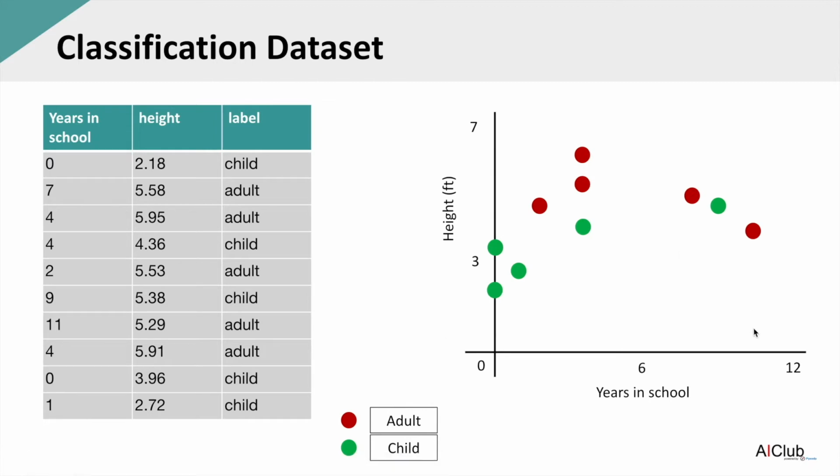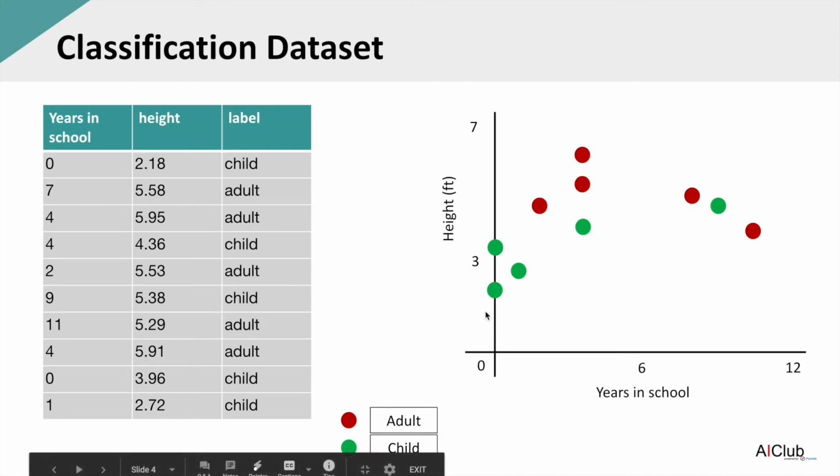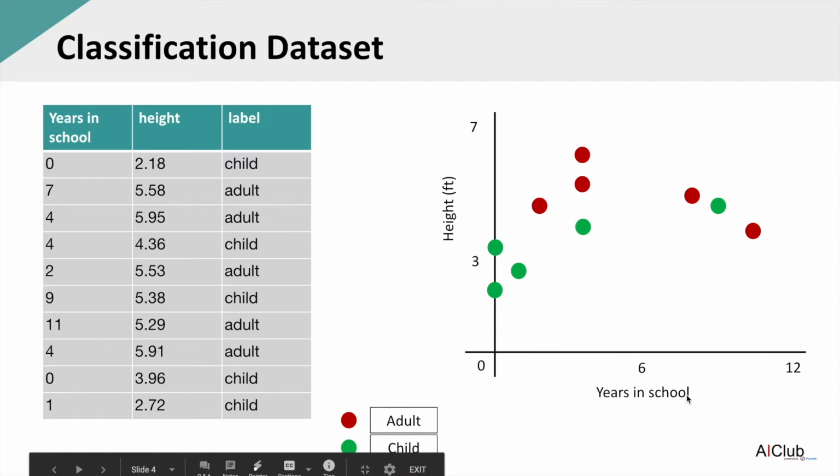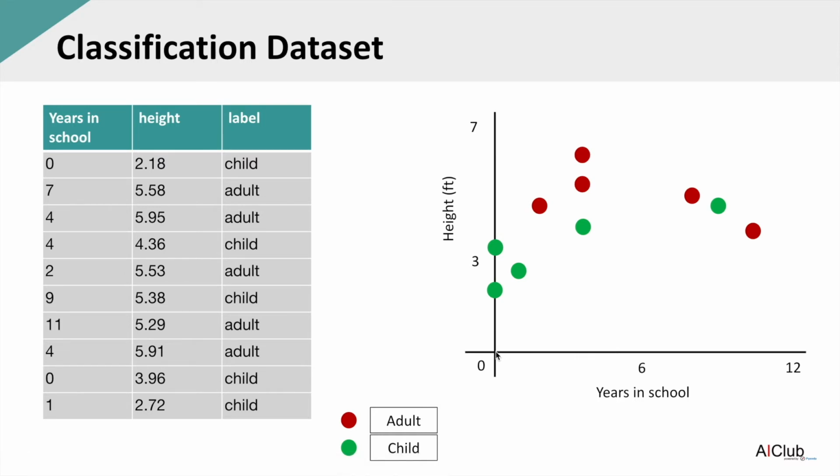Here is a plot of the data. On x-axis, you have number of years of school, and on y-axis, you have height. Here is how you read a plot. Let's pick the first row, where years in school is 0 and height is 2.18. X-axis is years in school, which is 0. 0 is over here, and height is 2.18, which is approximately somewhere over here. So this point represents this sample.